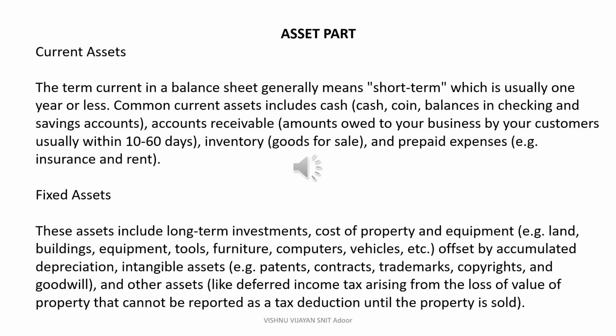So I hope you understood current asset. Current asset means within a year such type of assets we can convert into liquid cash. Then what is fixed assets? Such type of assets may take more than 1 year to convert into cash. Such type of assets we can consider as fixed assets. The fixed assets examples are furniture, buildings, land, machineries. All such type of assets we can consider as fixed assets.